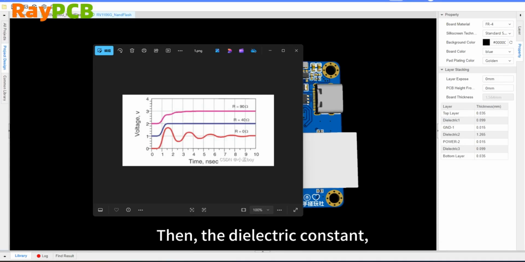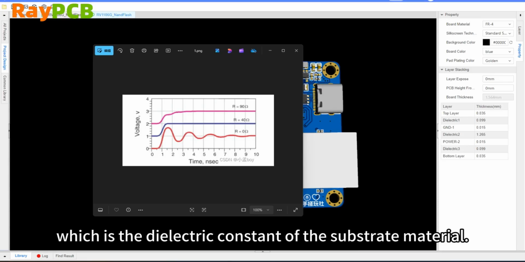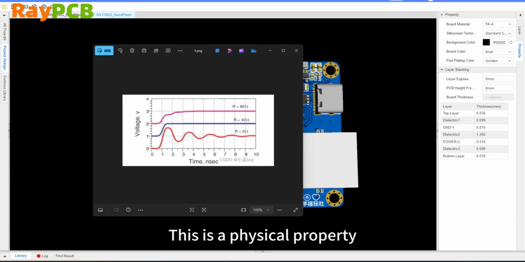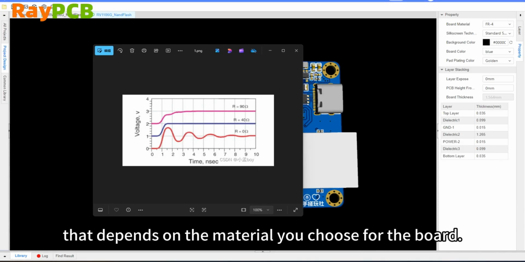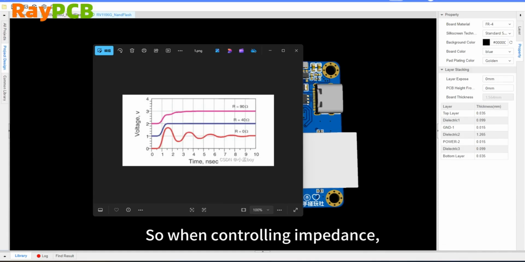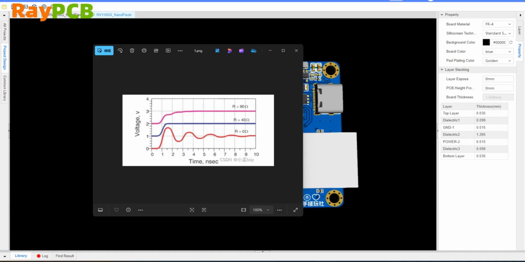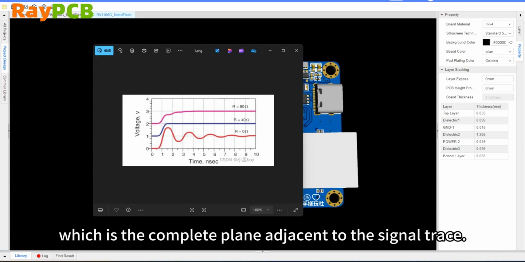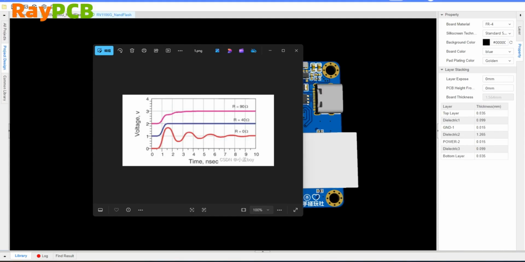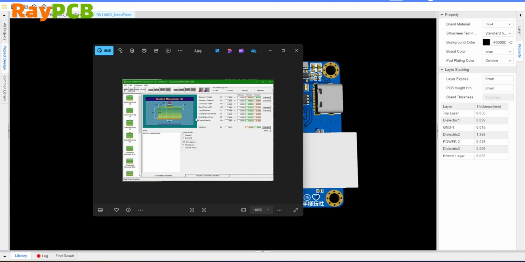Next is the dielectric constant, which is the dielectric constant of the material. This is a physical property that depends on the board material you choose, so when controlling impedance, you need to specify the material used to the manufacturer. Then there's the reference plane, which is the complete and continuous plane directly adjacent to the signal line. Let's now take a closer look at a typical structure to understand it better.